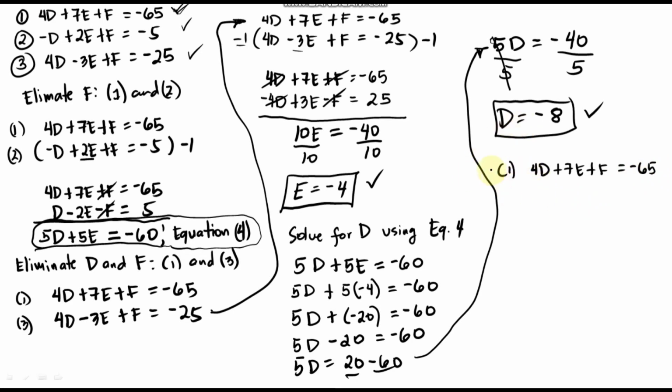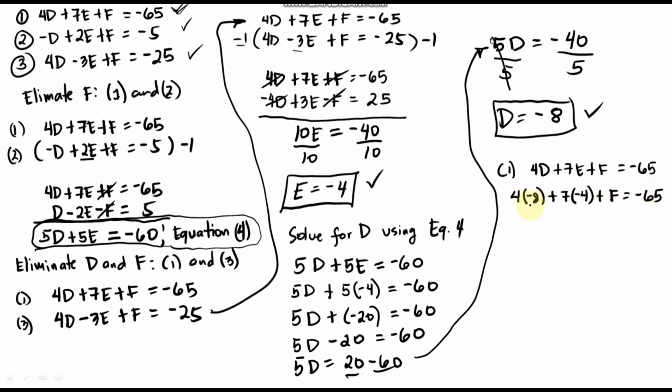Substitute natin yung value ng D and saka value ng E. So 4 times value ng D is negative 8 plus 7 times the value of E is negative 4 plus F equals negative 65.